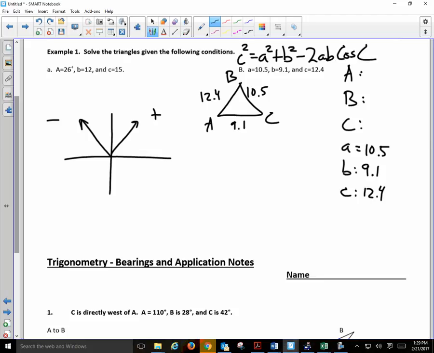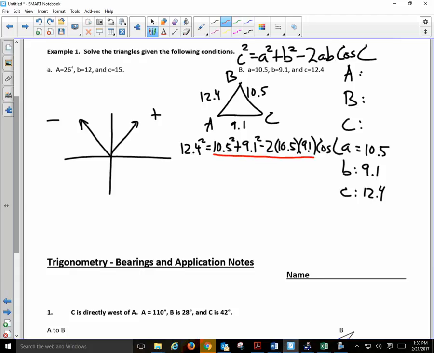And again, in this situation, it's large C that we don't know. So I have 12.4 squared is equal to 10.5 squared plus 9.1 squared minus 2 times 10.5 times 9.1 times the cosine of angle C. People wonder how to solve for angle C. Here's what people like to do right away. This is the mistake you'll make on the test.